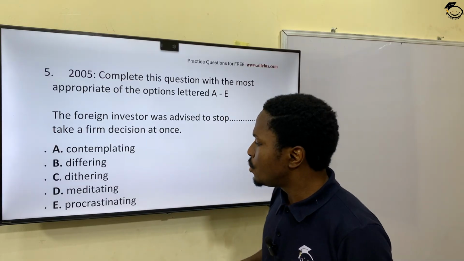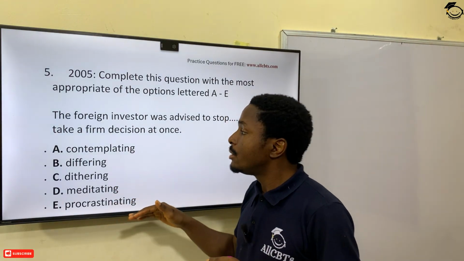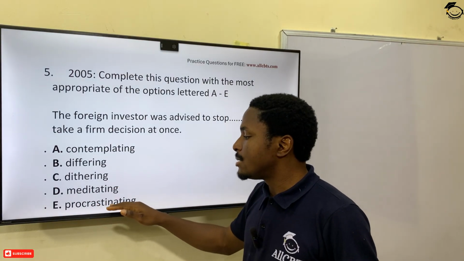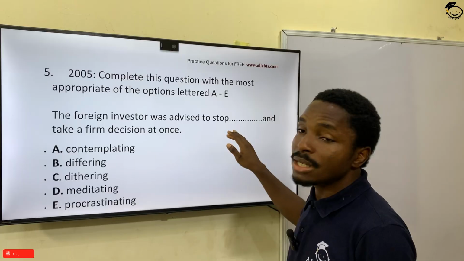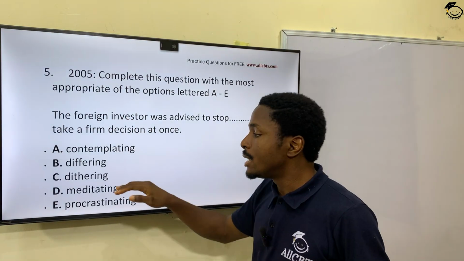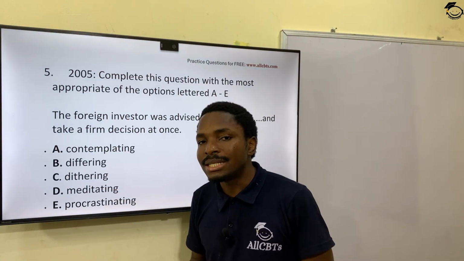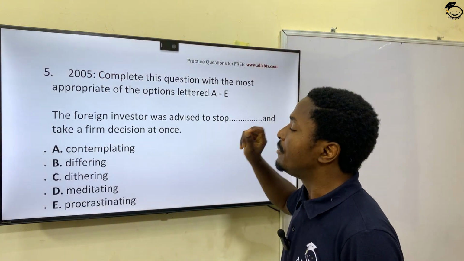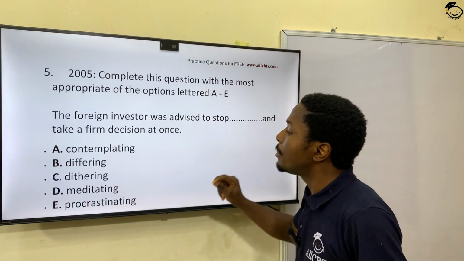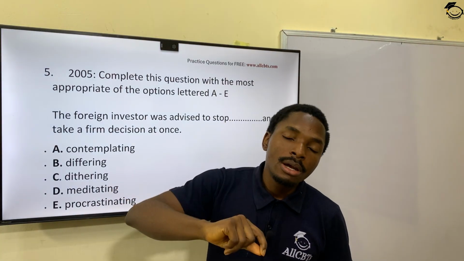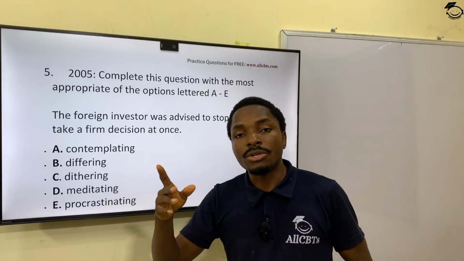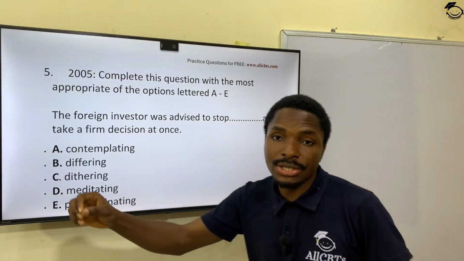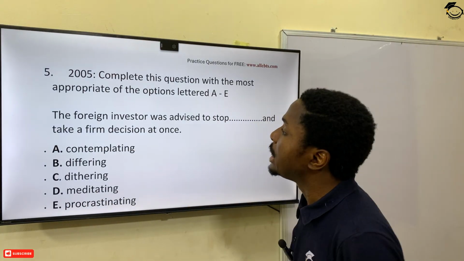All right. So we have meditating, won't work there, okay, because everybody meditates. In fact, it's good to meditate. Procrastinating. This is a formal statement, so procrastinating should not work here. So dithering is the better use of word, better grammar here. Foreign investor was advised to stop dithering, stop, what's another word? Dealing, okay, and take a firm decision immediately.